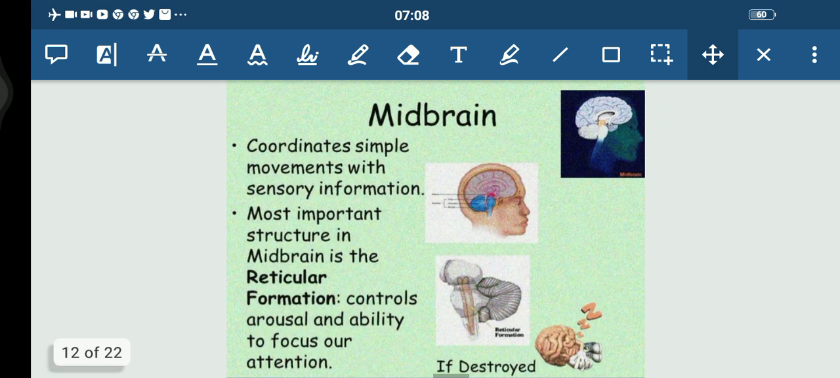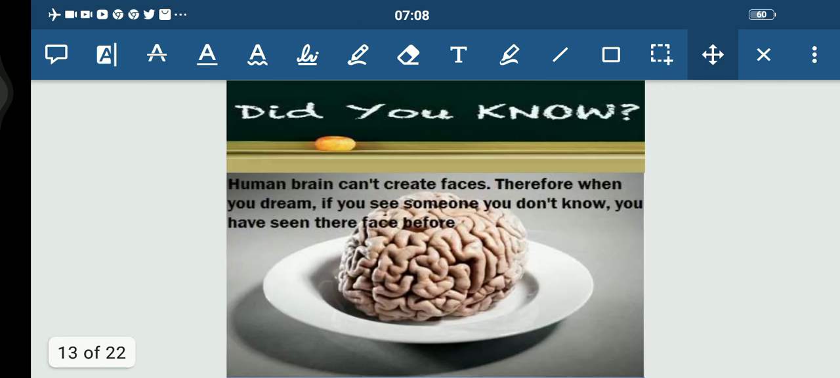There are some important facts. Fine. Did you know the human brain can't create faces? Therefore, when you dream, if you see someone you don't know, you have seen their face before.